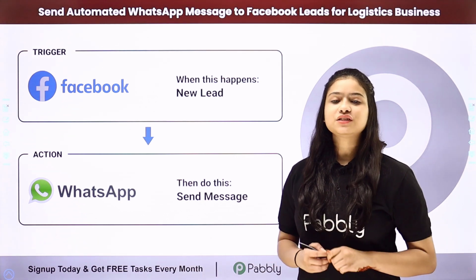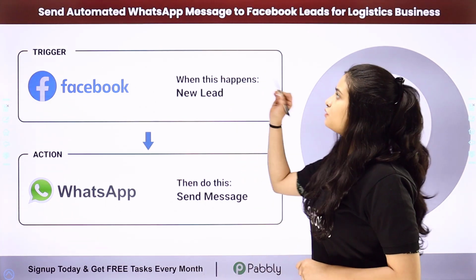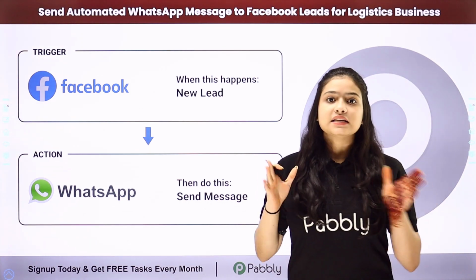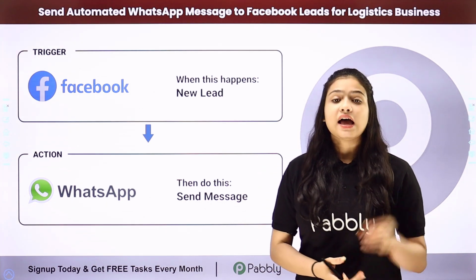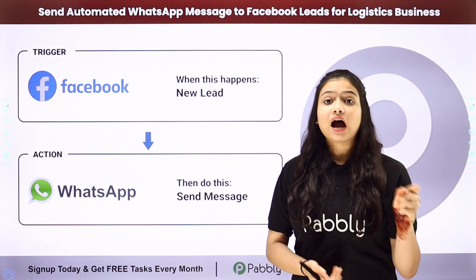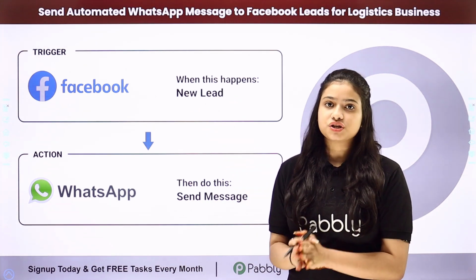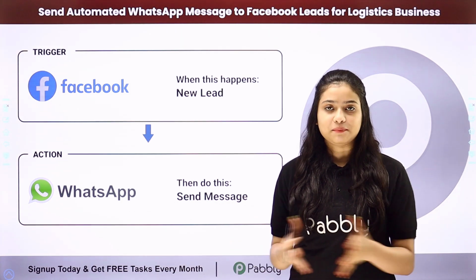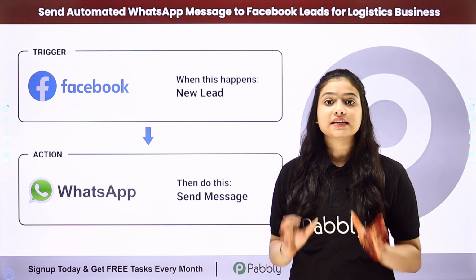Hello everyone, in this video we are going to learn how to send automated WhatsApp messages to Facebook leads for a logistics business. Suppose I have a logistics company and to promote my business I am running an ad campaign on my Facebook page. Now I want that whenever a new lead is generated through Facebook lead ads, a WhatsApp message should automatically be sent to that same lead. So how are we going to automate this entire process?